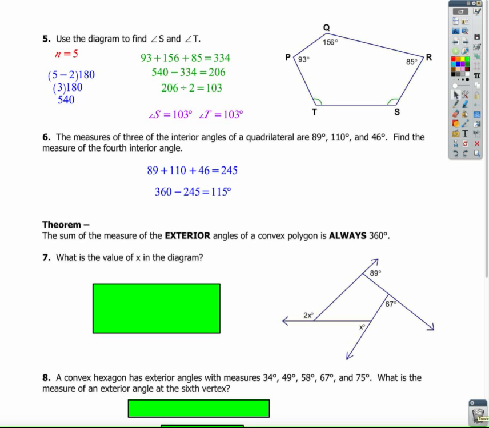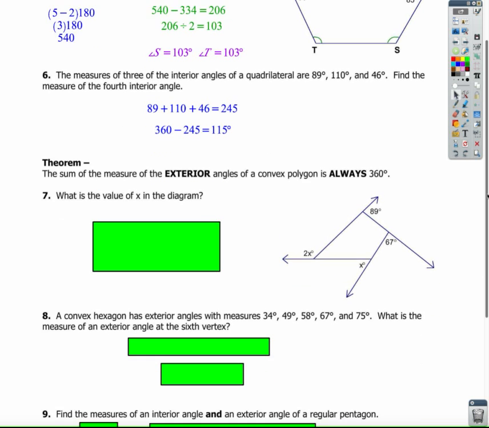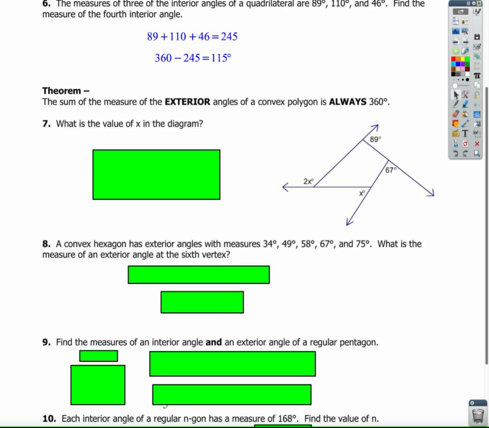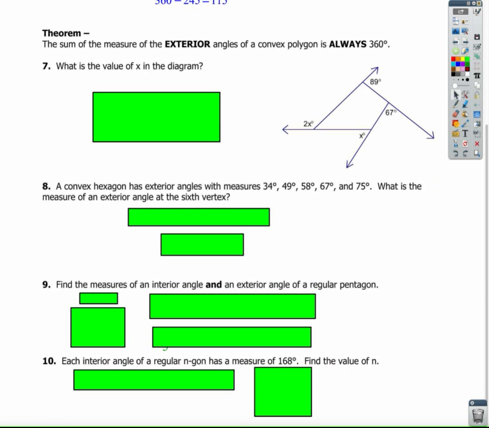The final theorem that we have today is the sum of the measure of the exterior angles of a convex polygon. This is always 360 degrees. It doesn't matter how many sides a polygon has, the exterior angles always add up to 360 degrees.